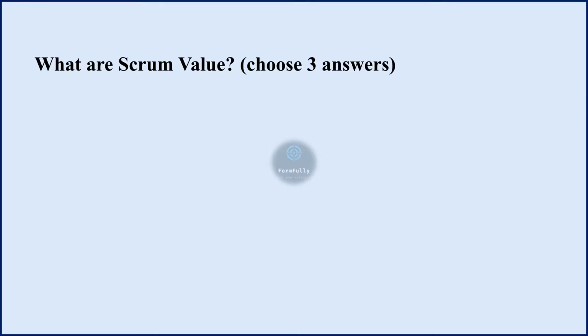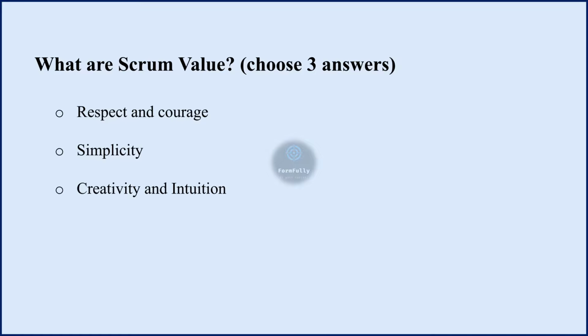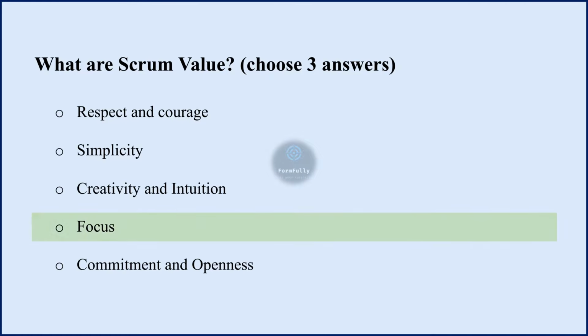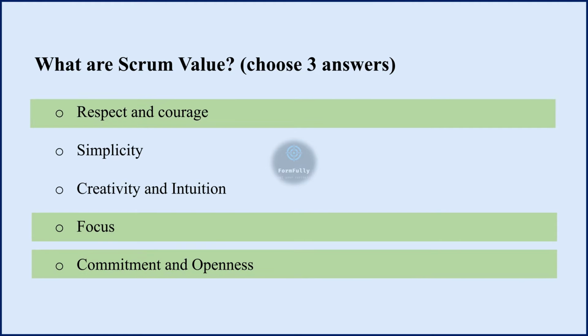Next question. What are the Scrum values? Options are: respect and courage; simplicity, creativity and intuition; focus, commitment and openness. And the correct options are focus, commitment and openness, and respect and courage.